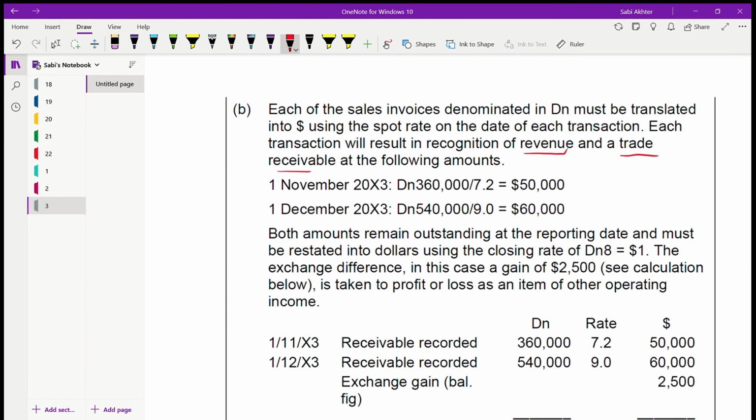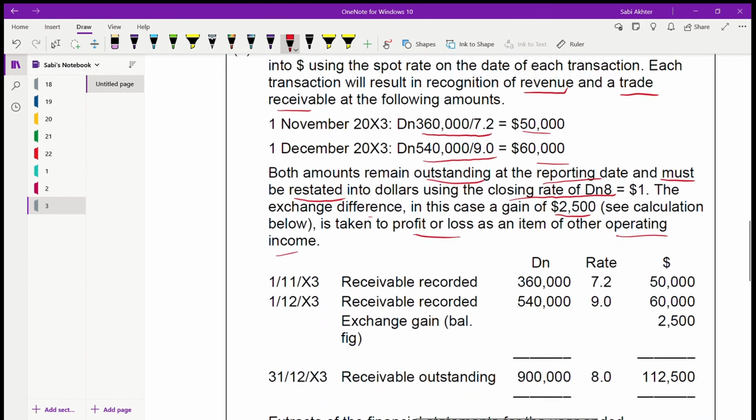So for 360 it will be 7.2 at that date, and for 590 it will be at this date. This is the amount. Both of them are outstanding at the reporting date, that means closing, and therefore must be restated. Because receivable is monetary, monetary assets have to be restated using the closing rate, which is 8. So the exchange difference is a gain, and it will be taken in operating income, in the profit and loss account only. This is how you need to write.